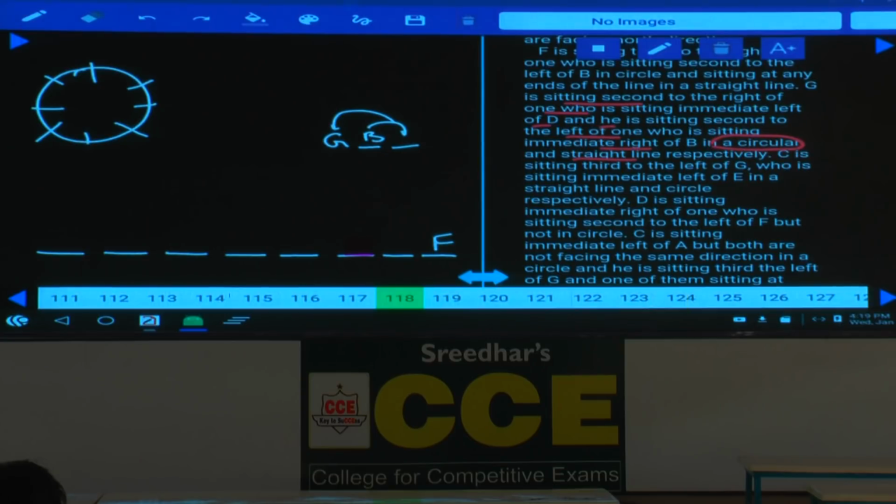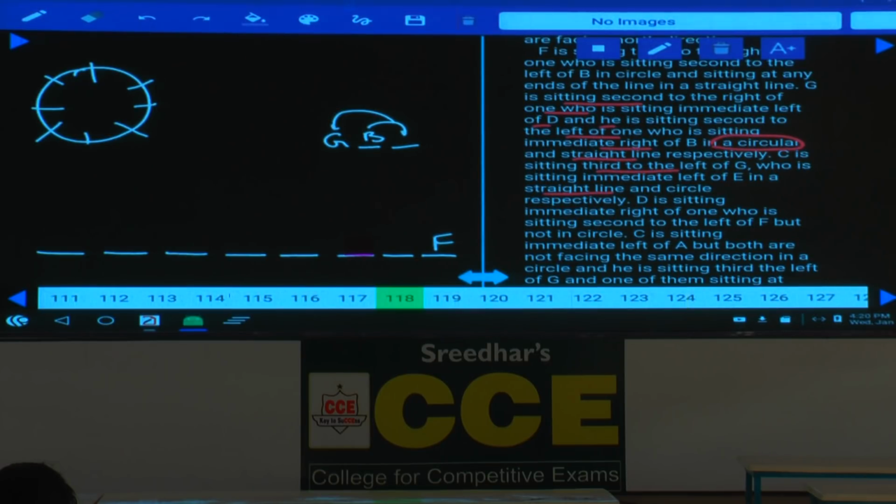Now we have done with this one. That means G and B are adjacent to each other, or G is to the immediate left of B. That is the perfect information. And C is sitting third to the left of G. Third to the left of G, who is seated to the immediate left of E in a straight line. Now he is talking about the straight line.